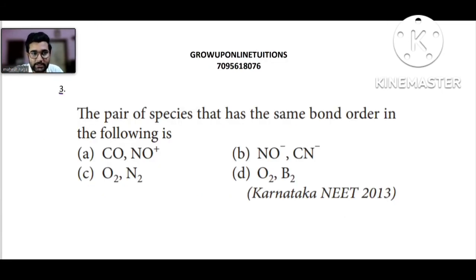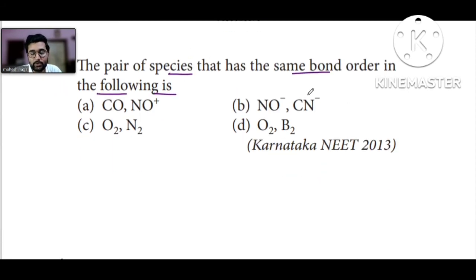Now let us discuss the third question. The pair of species that has the same bond order in the following is. Here they ask which pair has the same bond order. That means the same number of electrons gives the same bond order. Let us calculate the first one. Carbon monoxide CO: carbon has 6 electrons and oxygen has 8 electrons. That gives 14 electrons.